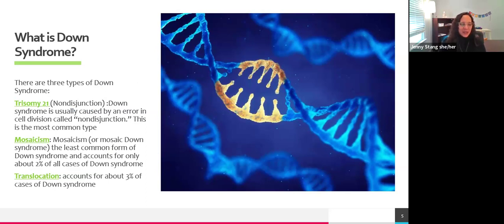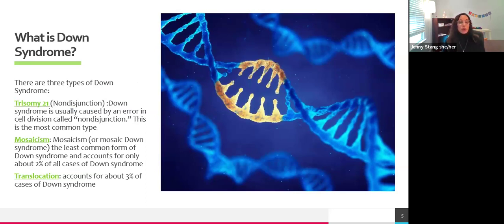But trisomy 21, or non-disjunction, is the most common cause for Down syndrome. It's usually caused by an error in cell division called non-disjunction, and that results in an embryo with 3 copies of chromosome 21 instead of the usual 2.